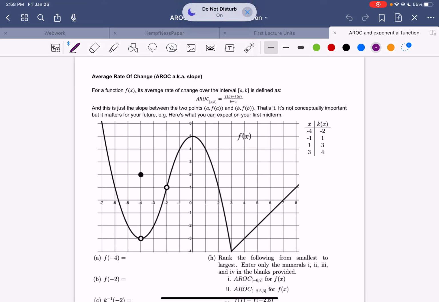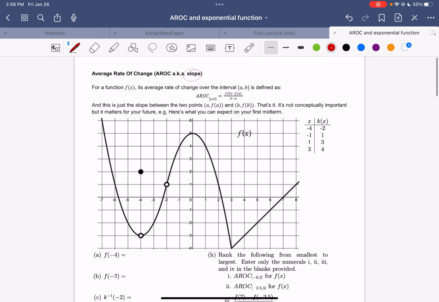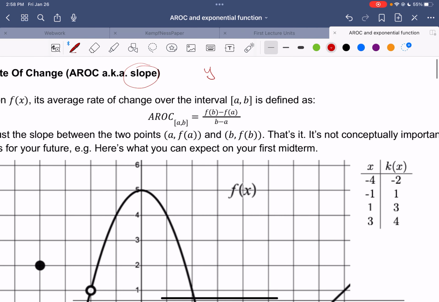Alright, let's go through the second handout. This is looking at average rate of change and exponential growth and decay. So first off, what is the average rate of change? It's just the slope of something. We're used to slope for a linear function.